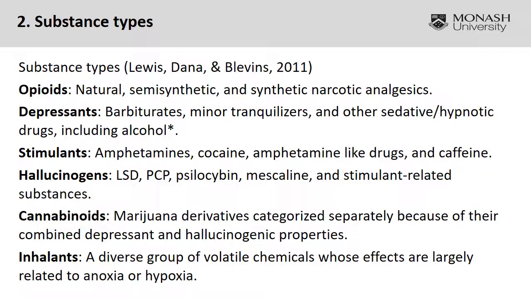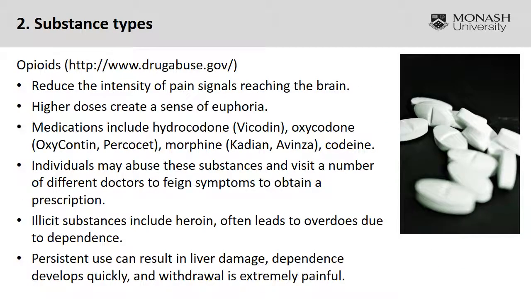So what I'd like to do now is talk about the different categories of substance types, and we're going to go through each of these major categories and perhaps talk about some of the more specific substances within them. So first of all, opioids.